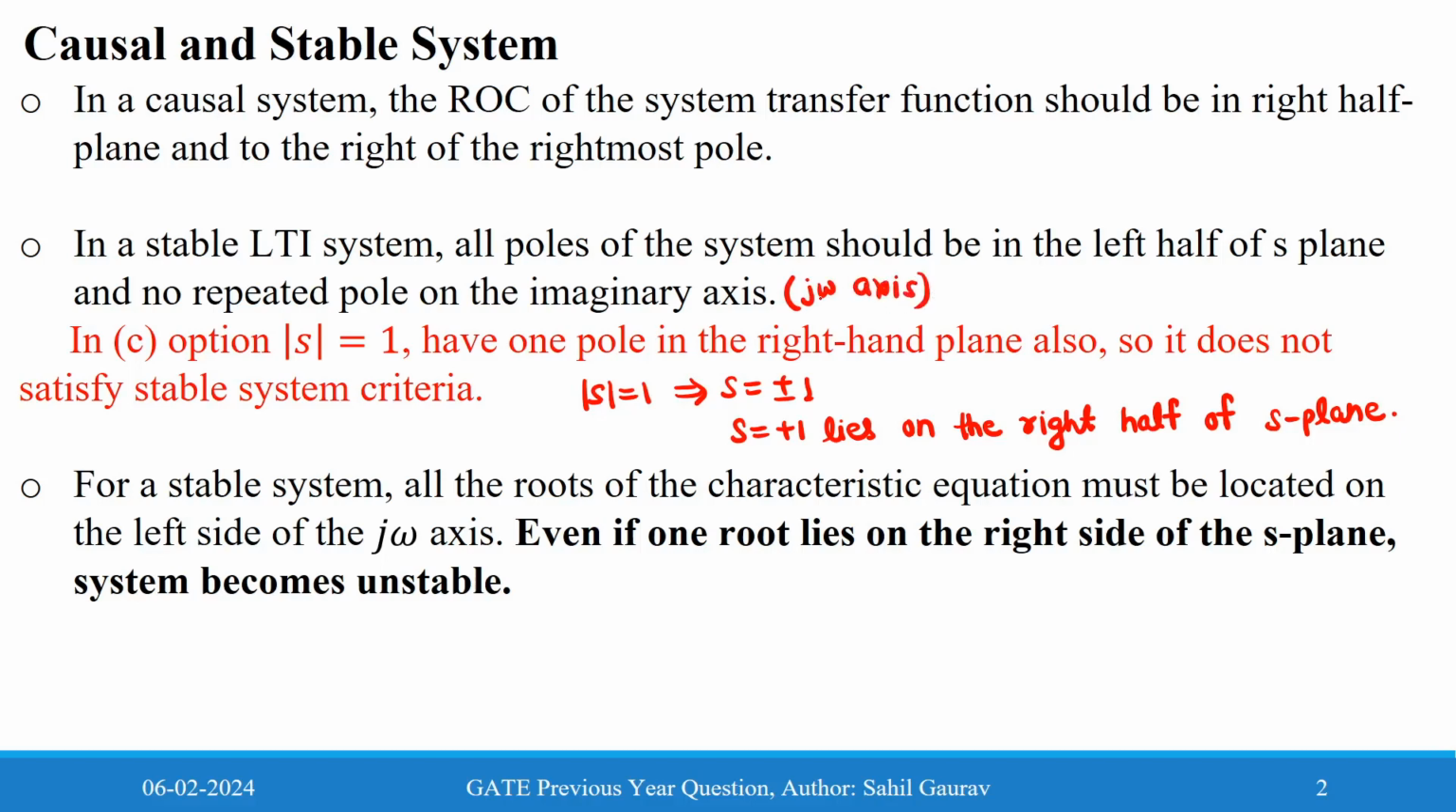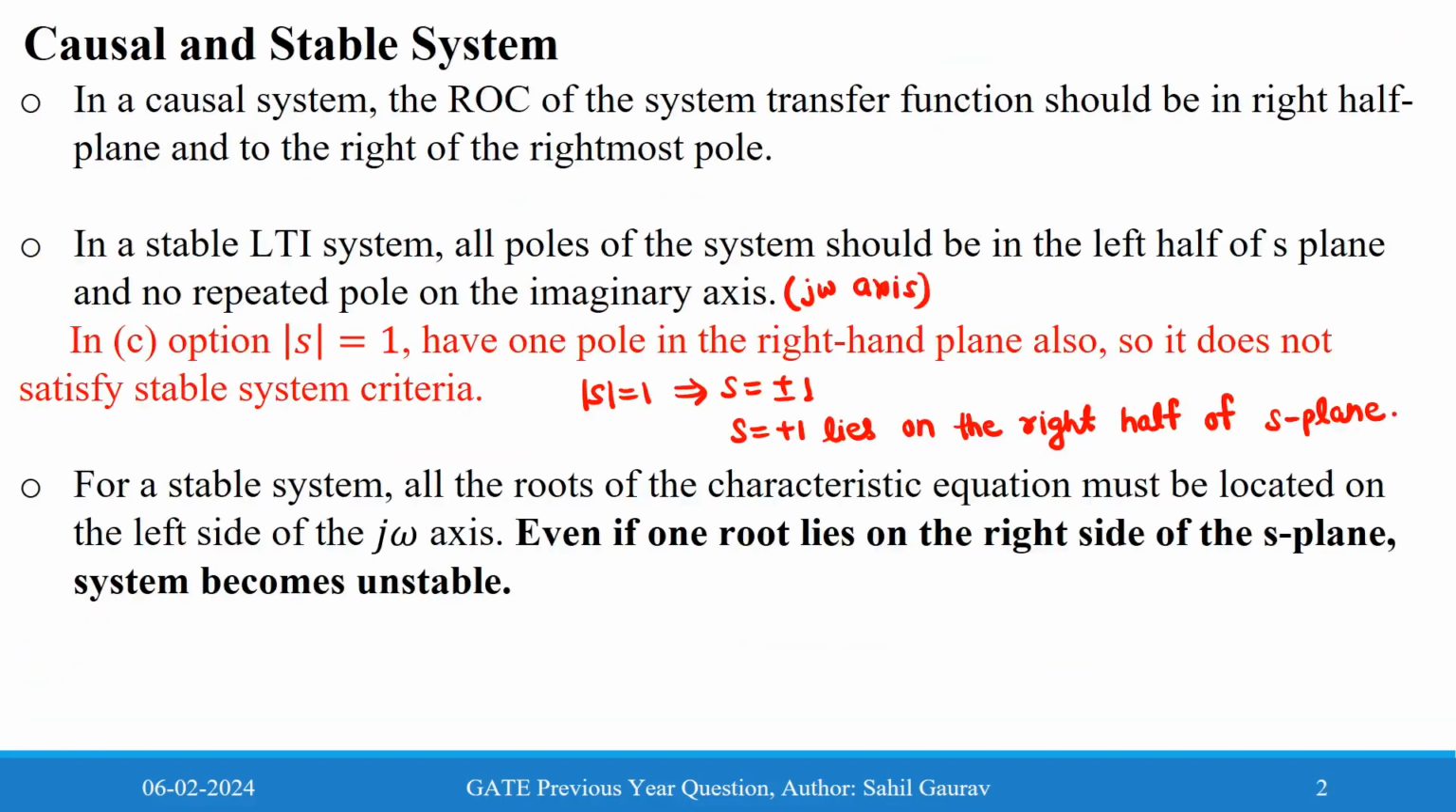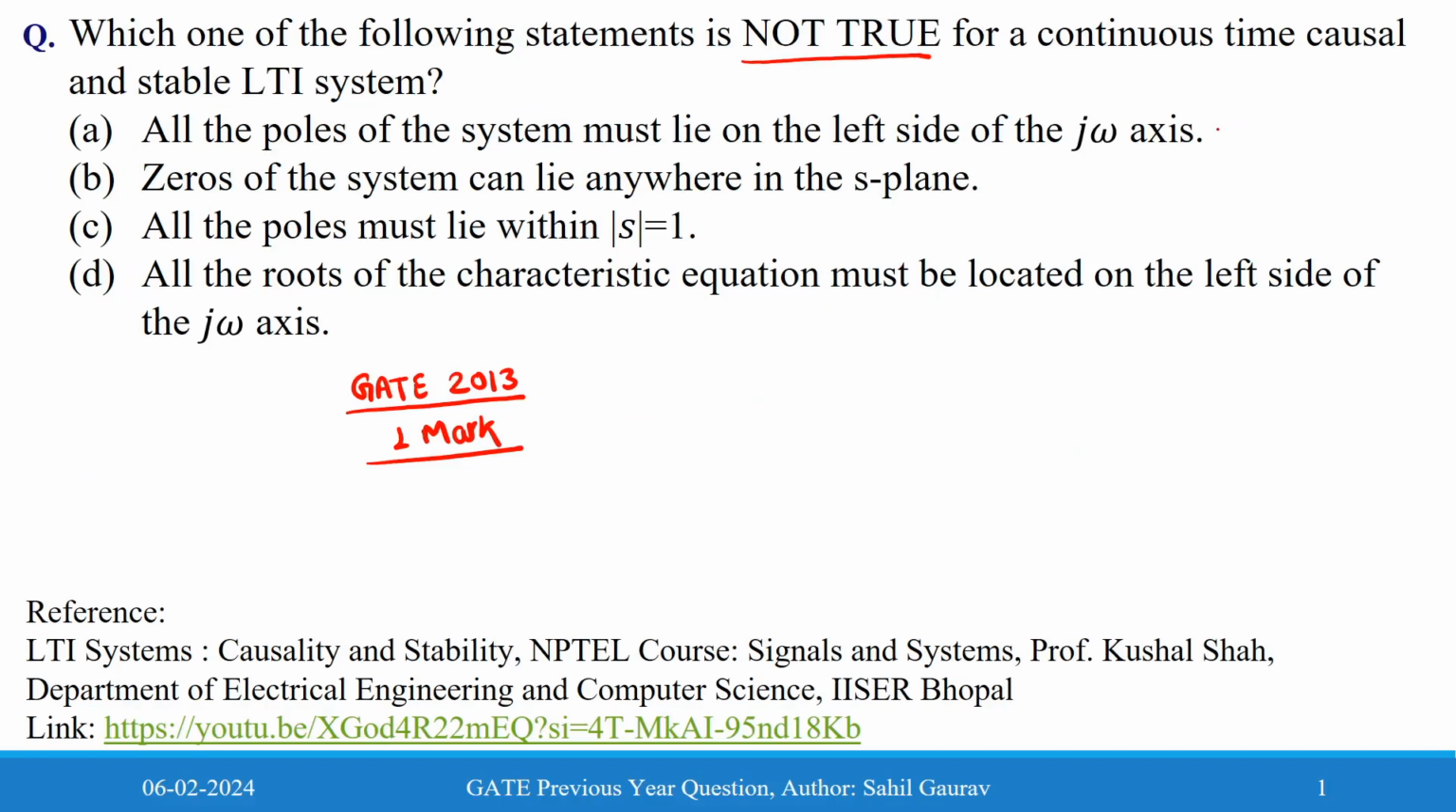And the last point is that for a stable system, all the roots of the characteristic equation must be located on the left side of the j omega axis. Even if one root lies on the right side of the S-plane, the system becomes unstable. So let us see the options. The first option is that all the poles of the system must lie on the left side of the j omega axis. From the second point, we can say that all the poles of the system should be in the left half of the S-plane and no repeated pole on the j omega or imaginary axis for a stable LTI system. So this is correct.